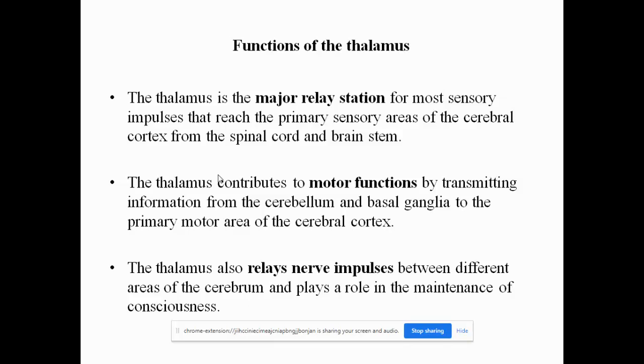It also relays nerve impulses between the different areas of the cerebrum. So, in between the different areas of the cerebrum, the nerve impulses are also relayed by the thalamus, and it plays a very important role in maintenance of consciousness.